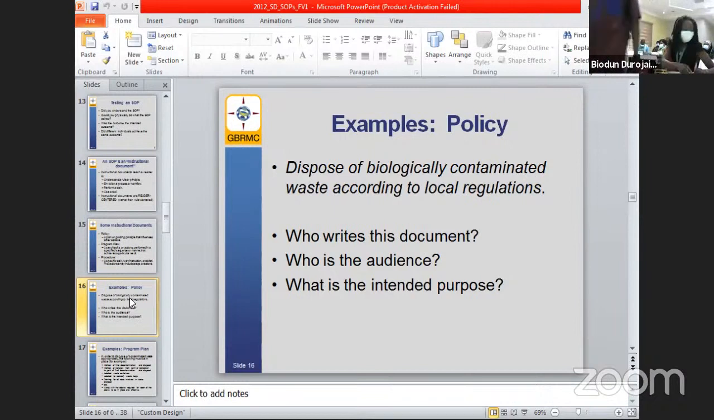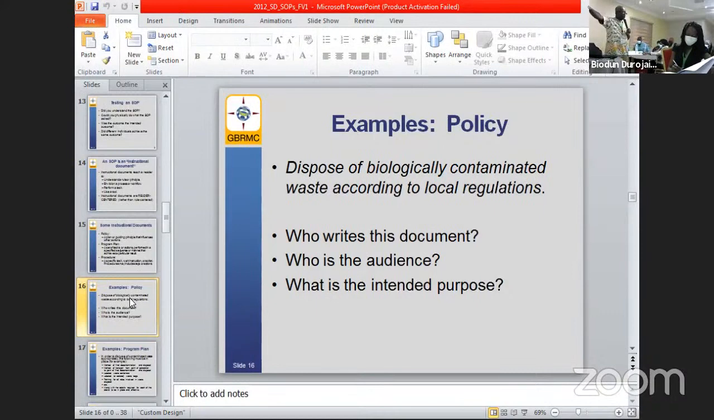So who writes the documents? Who is the audience? The people that would bring out the SOP for that procedure are the audience. Yes, because from the policy, we're going to extract SOPs. So the policy is actually talking to maybe mid-level managers or managers that will extract the SOP.